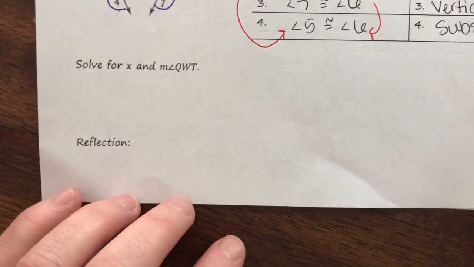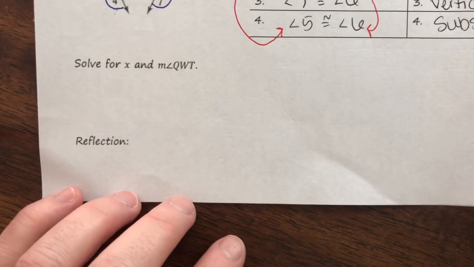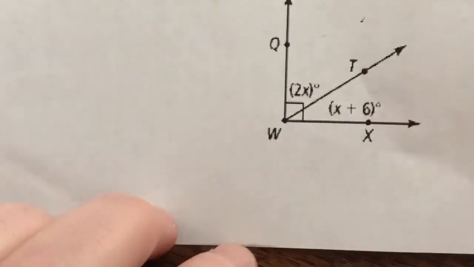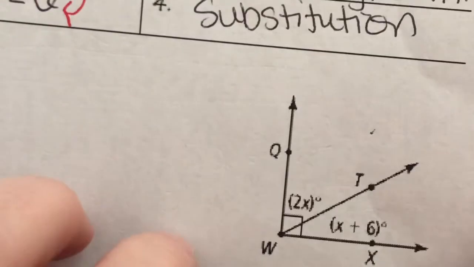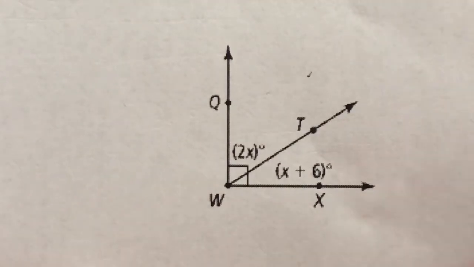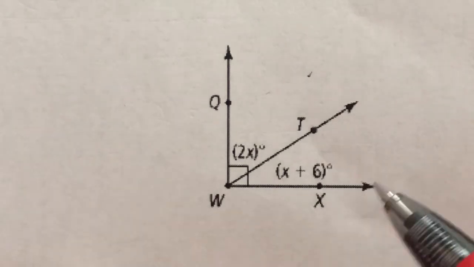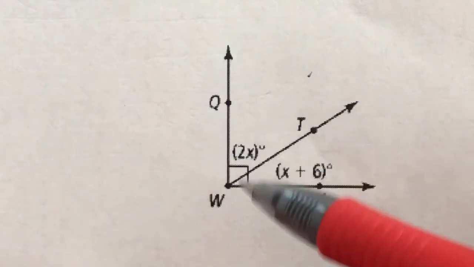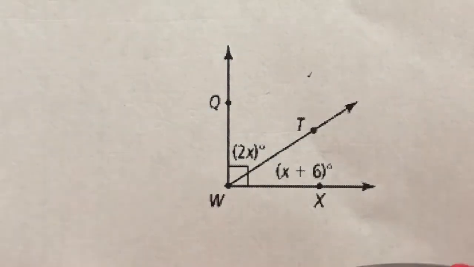All right, solve for x and the measure of angle QWT. We're done with proofs. Now this is the last little math portion. Here's our angle we're looking at. So again, we have to solve for x and the measure of angle QWT. It doesn't give me anything, but it shows me this picture. So QWT, I've got to solve for that.